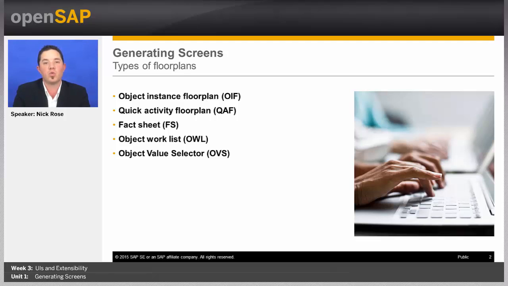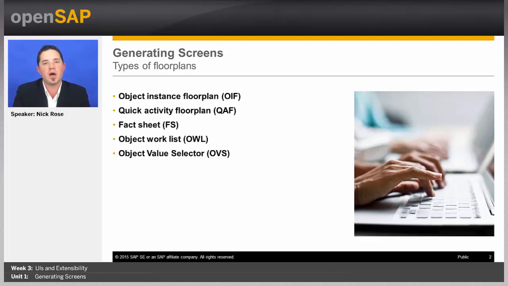Next up is the object work list, the OWL. The OWL is the list view of a particular object. So when you go to a work center, you say sales orders and click on the sales orders view, you'll see a list of sales orders come up. You can search through sales orders, filter them. This is the OWL that you're viewing at that point in time. So a list view of whatever instances are there.